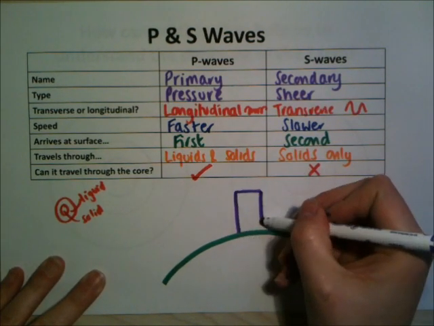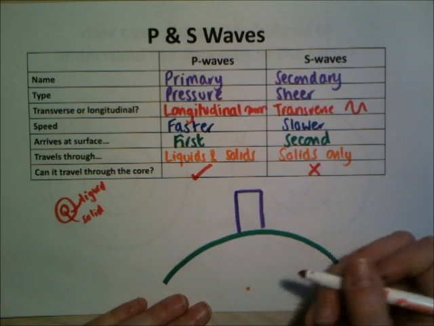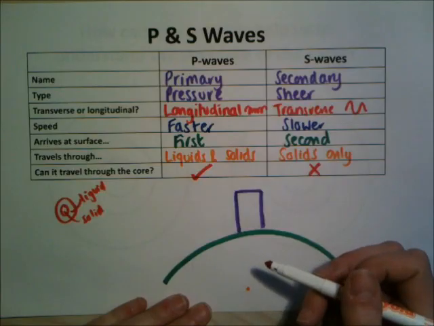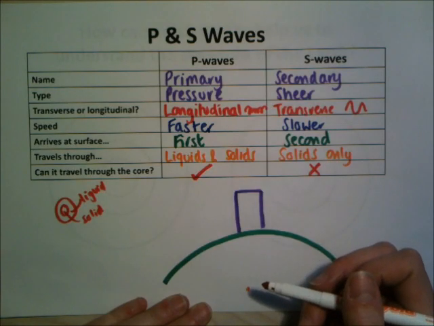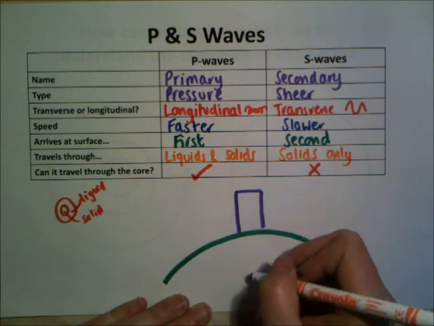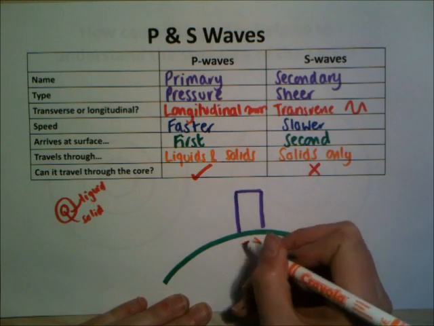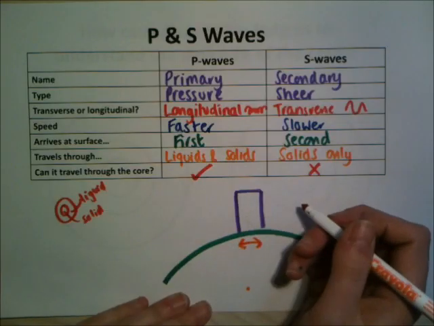Imagine it's on its own. And I'm going to say that my earthquake's epicenter is about here. Okay. Now, the first wave to get to the surface is a primary wave. Now, primary waves cause the building to shake this and that way, okay, side to side.